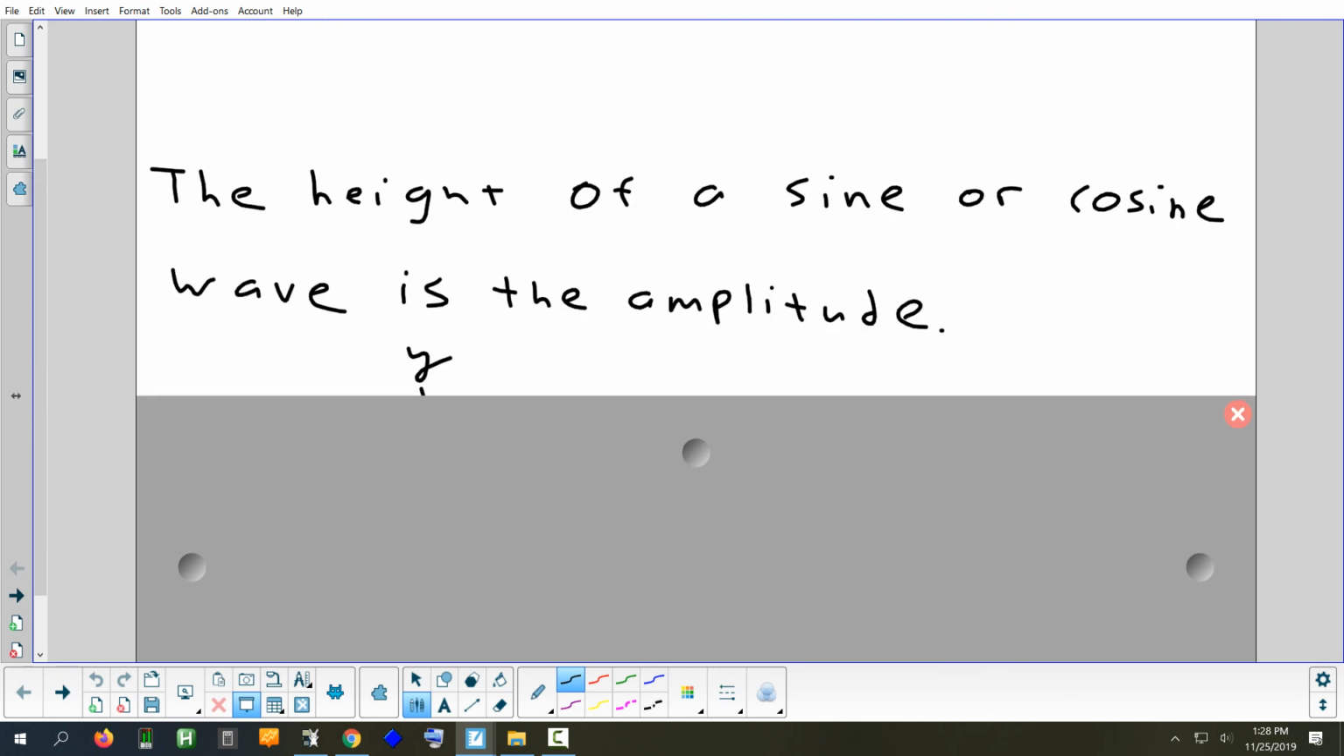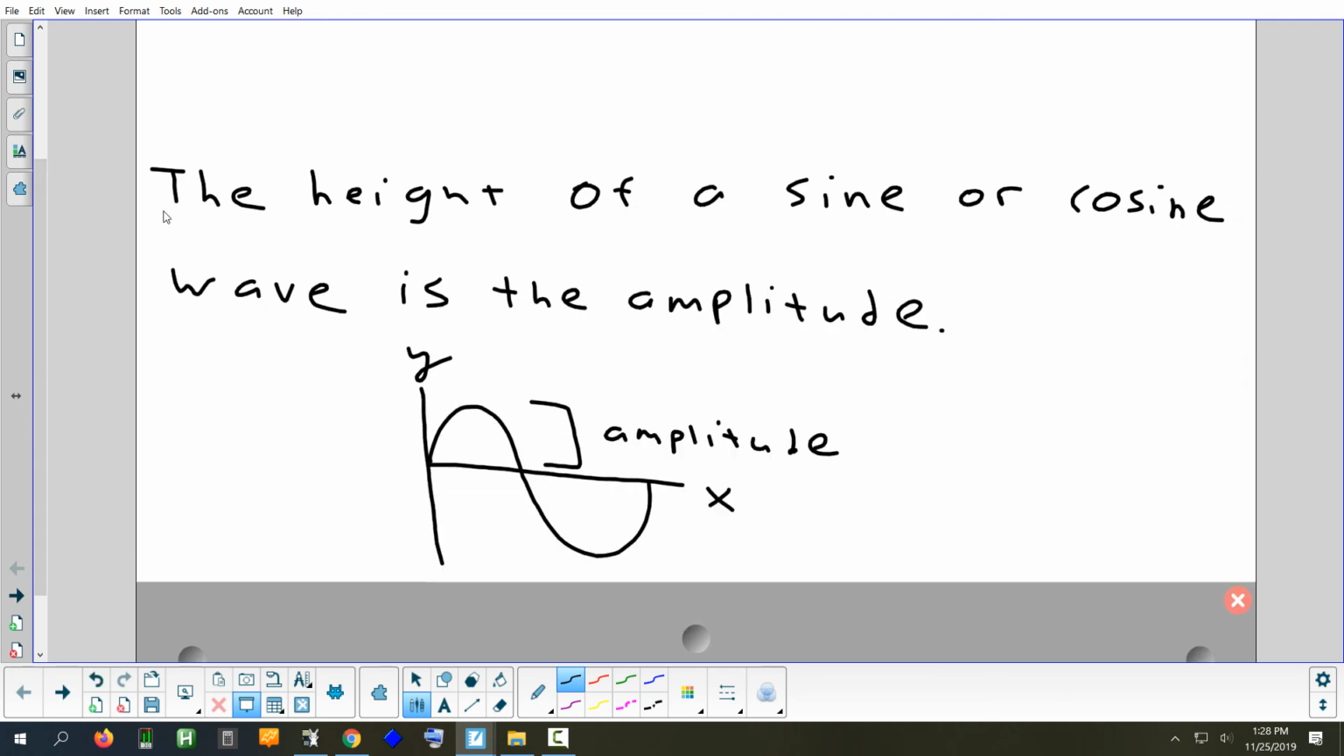All right. So the first stretch we're going to look at is a vertical stretch. A vertical stretch is going to affect what we call the amplitude, or the height of a sine or a cosine wave. So the amplitude is the distance measured from the center of the wave to the top, which should be symmetrical from the center of the wave to the bottom. Now, since amplitude is a height, what kind of number do you think amplitude always has to be? Positive. It has to be positive.